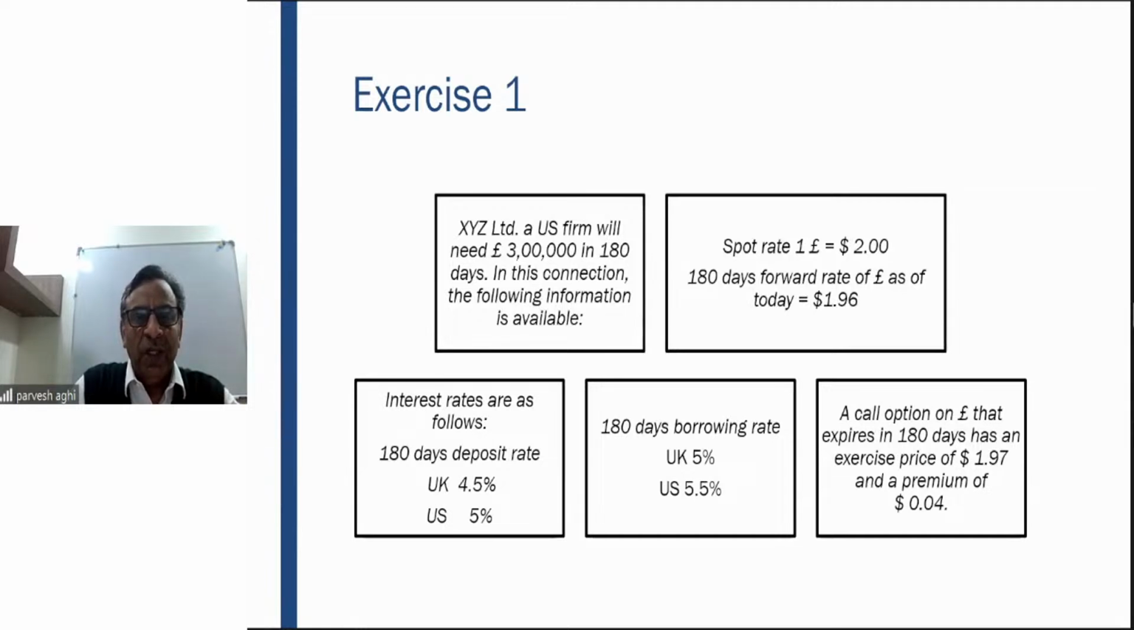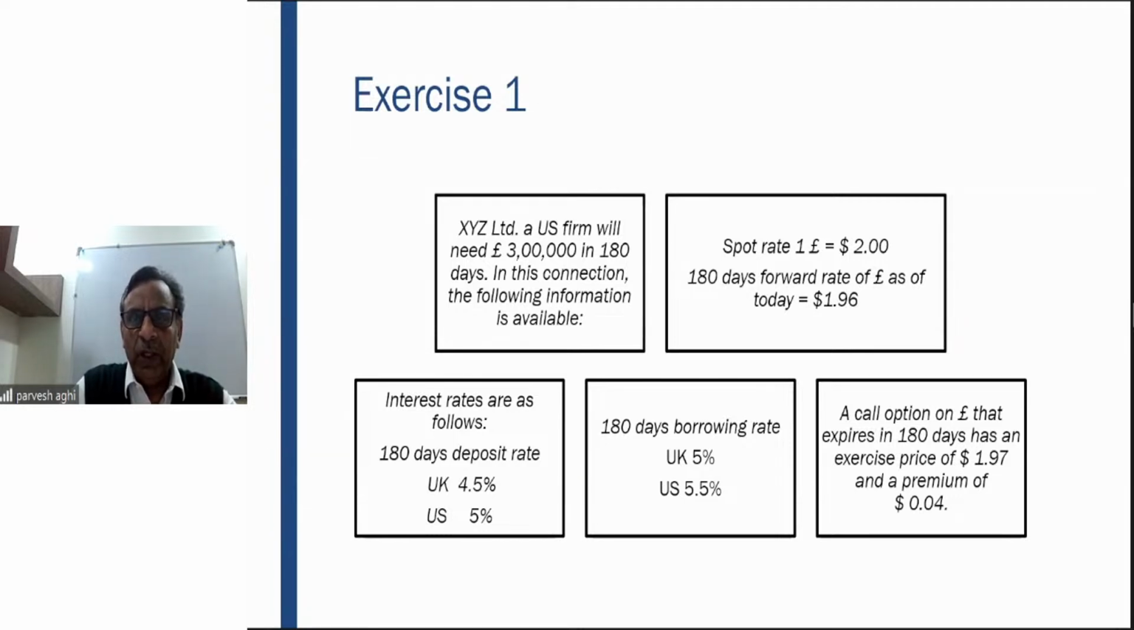So they have taken a call option on pound. These quotes are direct, and that's why it is a call option on pound, because they are exposed in pounds. This is going to expire in 180 days with an exercise price of $1.97. They're going to pay a premium of 0.04. Since the spot rate is $2 and the strike price is 1.97, this is close to the money, or maybe slightly in the money.